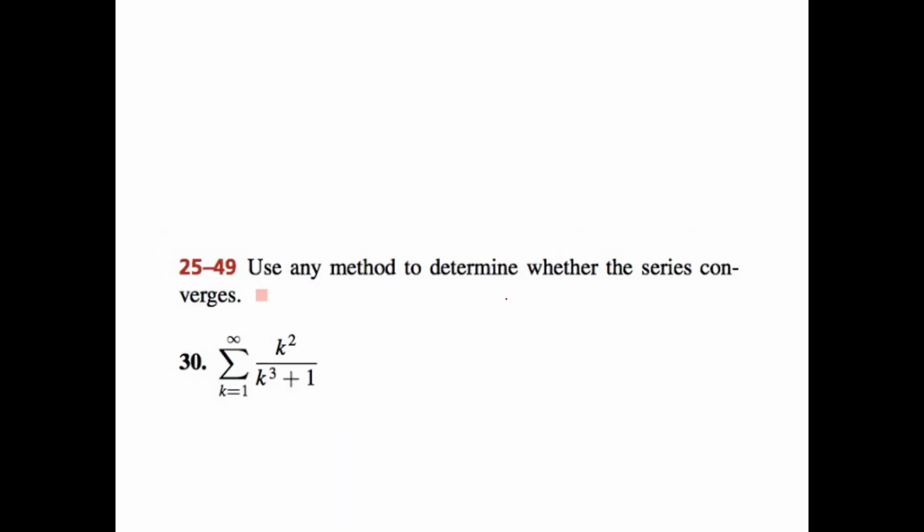Use any method to determine whether the series converges, right? So again, ignoring this 1, you end up with k squared over k cubed, which is just 1 over k. And so then it's pretty certain that this is going to diverge. So then again, we'll use the limit comparison test. 1 over k diverges.